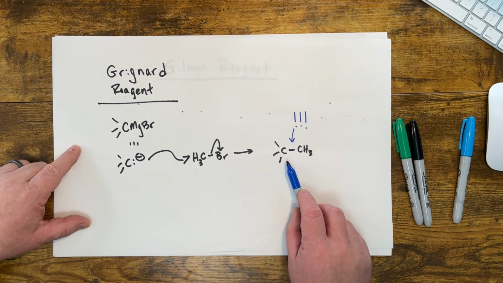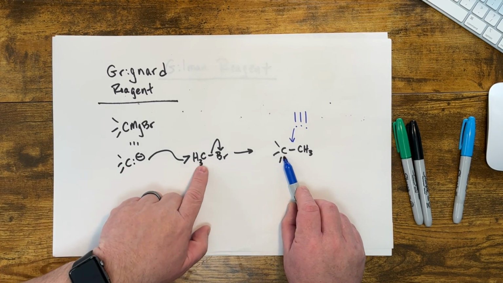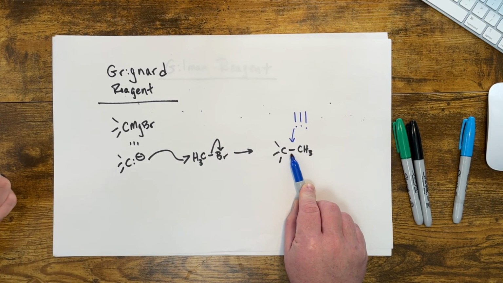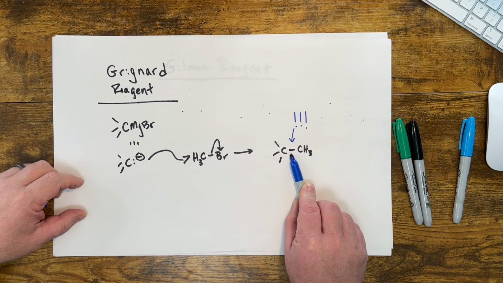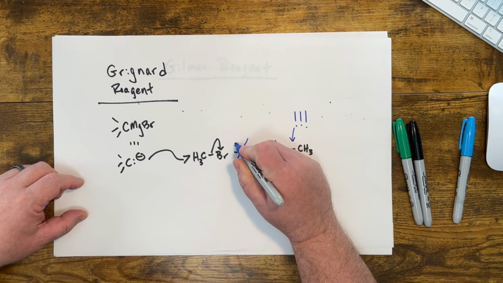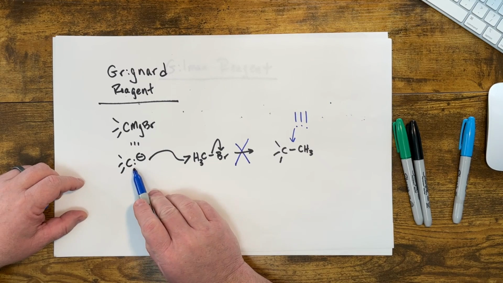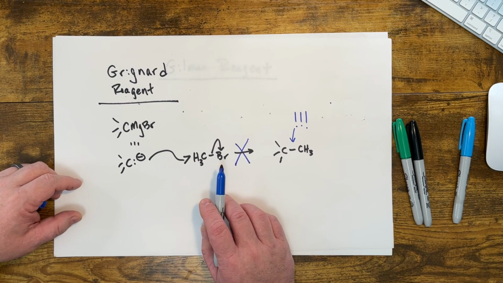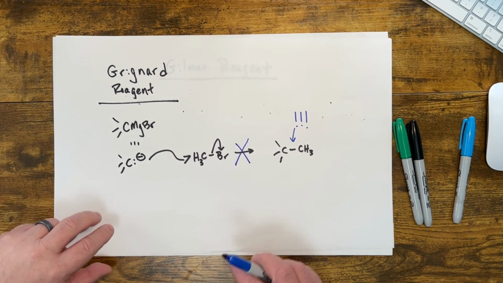This would be a great idea because then we can make this carbon attach to that carbon and make a carbon-carbon bond. And we can make bigger and bigger molecules in organic chemistry. That would be a great thing to happen. Unfortunately, this doesn't work. A negative carbon on a Grignard does not do an SN2 style reaction. But don't lose hope. There's another way of pulling this off.